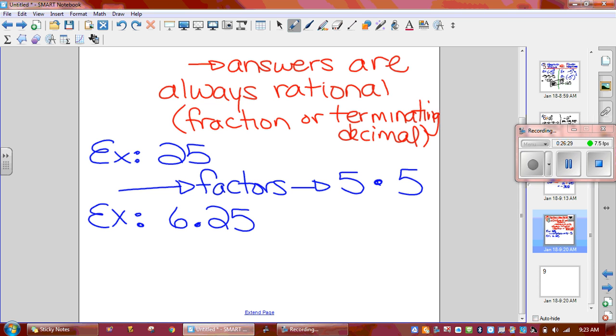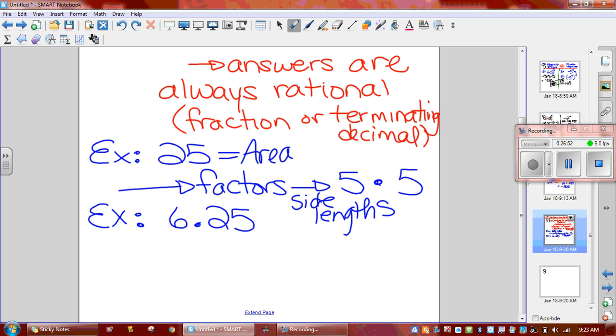6.25 is also a perfect square. Now, how do we tell what their answer is if we already know? Perfect squares basically refer to area, because we took two numbers like length times width, and these factors are actually the side lengths. So if I've got factors 5 and 5, that means every side of my square was 5 centimeters, or 5 units, long. That's what that's talking about.